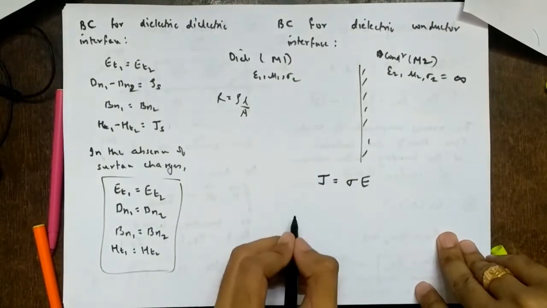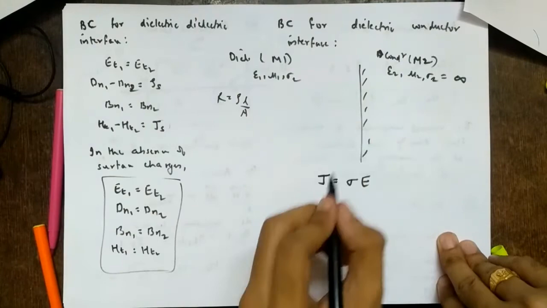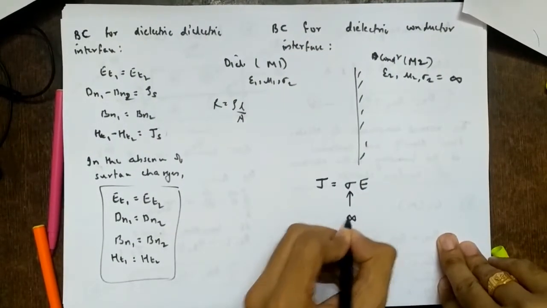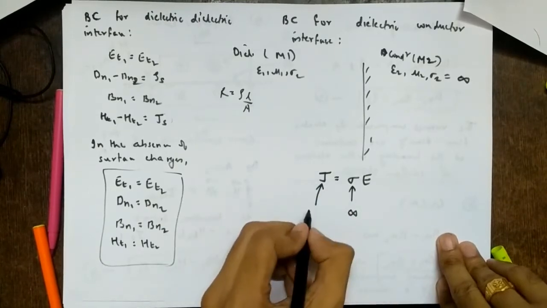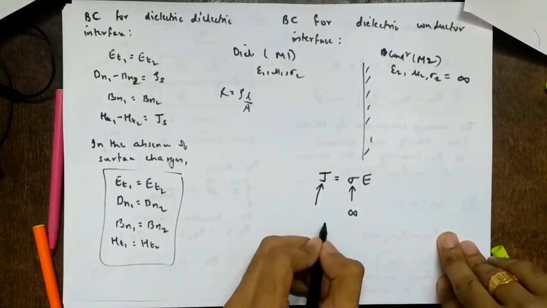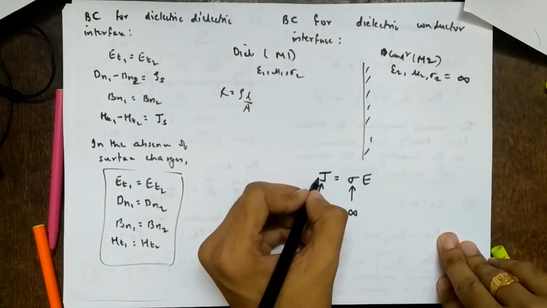So this is J equal to sigma E. Right? So what is sigma here? For this conductor it is infinite. So if this is infinite, practically the current density J cannot be infinite. So practically current density cannot be infinite. So what do we do?